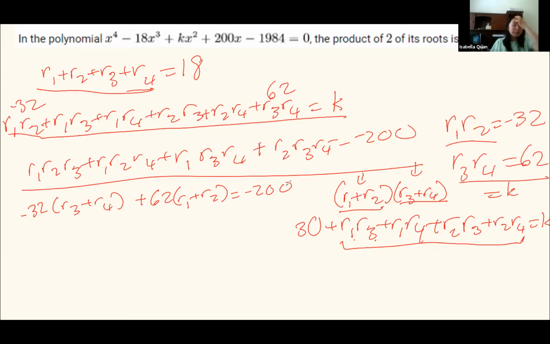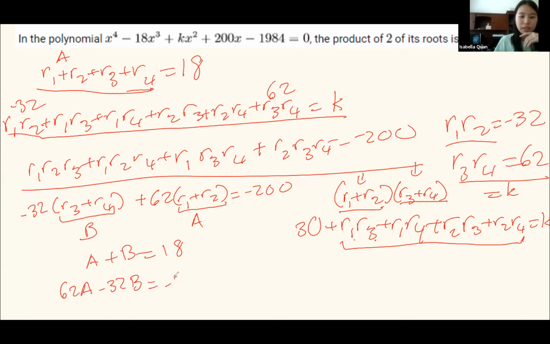At this point, I think we should probably substitute, partially because of my hand, I don't like writing too much, and partially because I don't want to get too bogged down with all these R's. So let's just call this A and let's call this B. And then it also makes the fact that what we're looking for is just a linear combination a lot easier to see. So this ends up turning into A plus B is equal to 18. And this thing turns into 62A minus 32B is equal to negative 200.